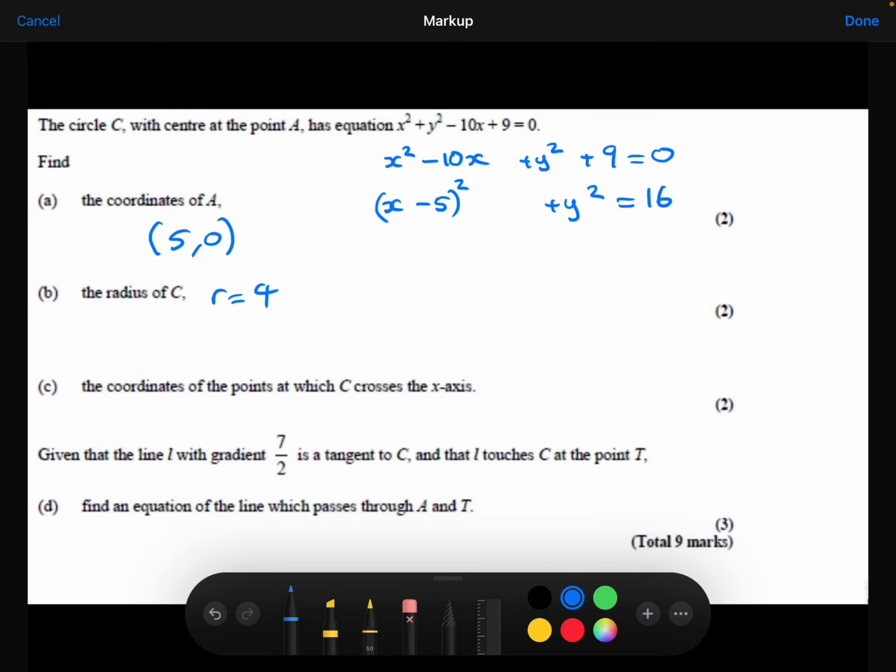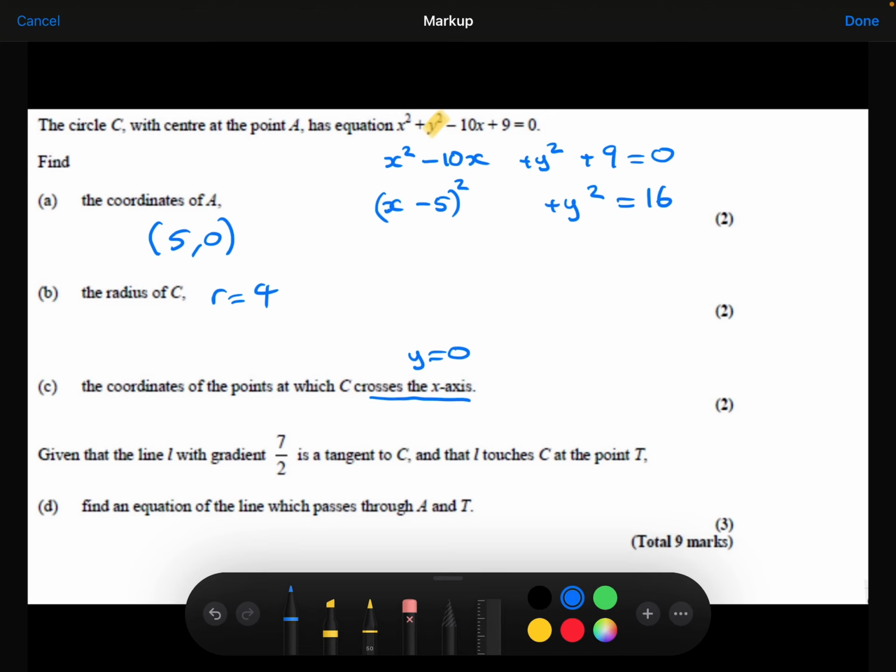Part C of the question says to find the coordinates of the points at which C crosses the x-axis. Now I know it's going to cross the x-axis when y equals 0. So I can either substitute 0 into this equation instead of the y, or I could substitute it into the original equation, which I think is probably what I'm going to do. I just prefer the look of the first equation.